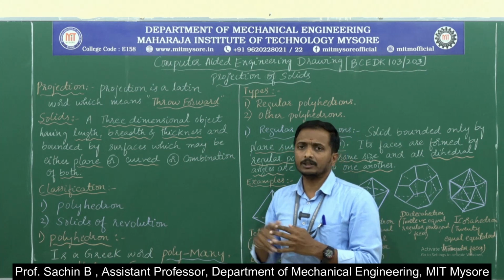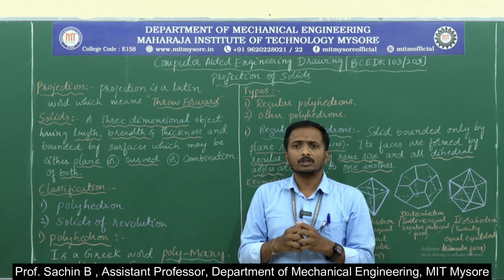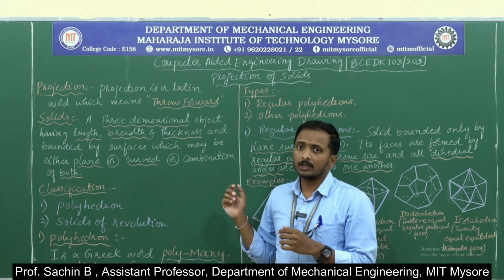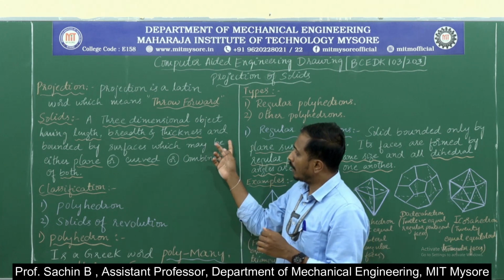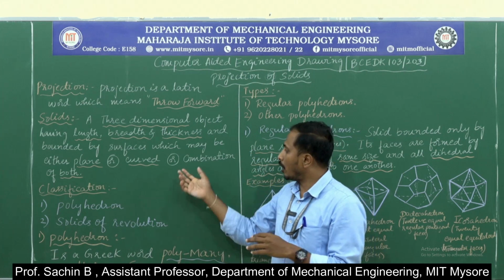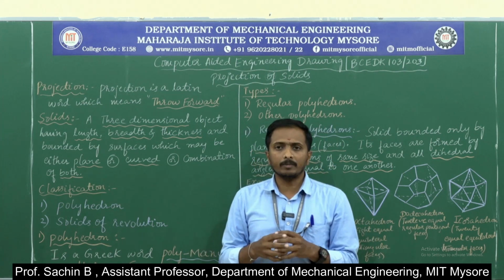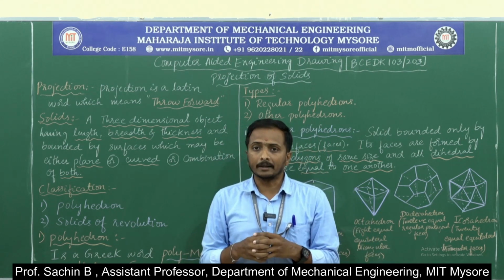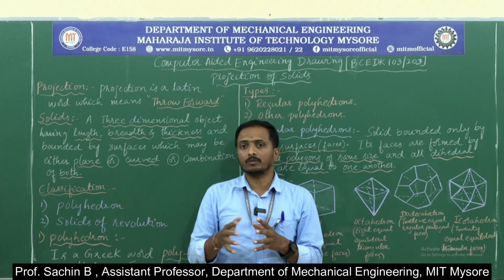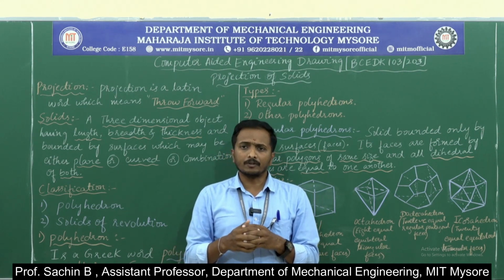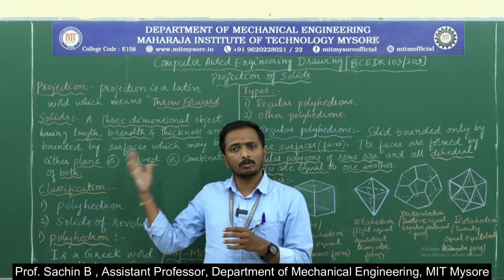Next, we have solids. A solid is a three-dimensional object which consists of length, breadth and thickness, and is bounded by surfaces which may be either plane or curved or a combination of both. A solid may be any of the solids you have come across or seen, whether it is a tetrahedron, a cube or hexahedron, both will be the same, or an icosahedron, a dodecahedron. A lot of things will come into the picture. Prisms and pyramids will also be there.